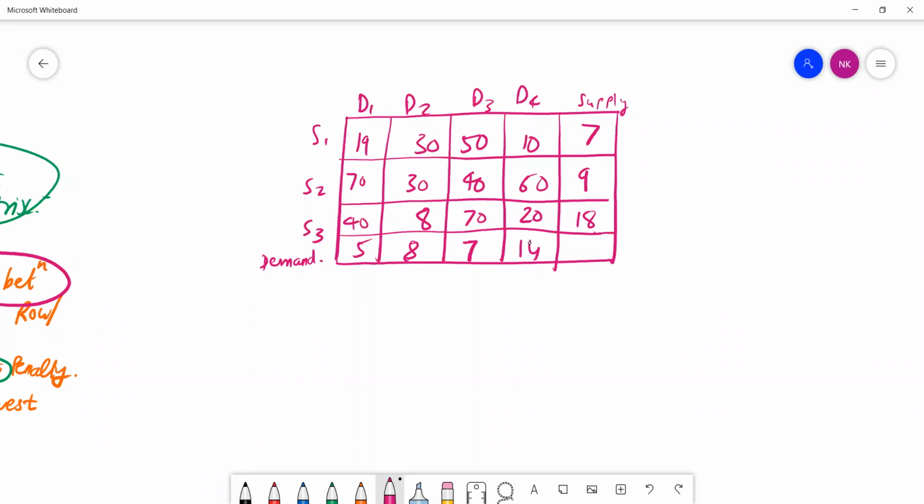Find the difference between the lowest two numbers. Make sure you hide the demand and supply rows and columns. Don't include them in your calculation of finding the difference. I'm just highlighting it so that I don't make the mistake of including it.